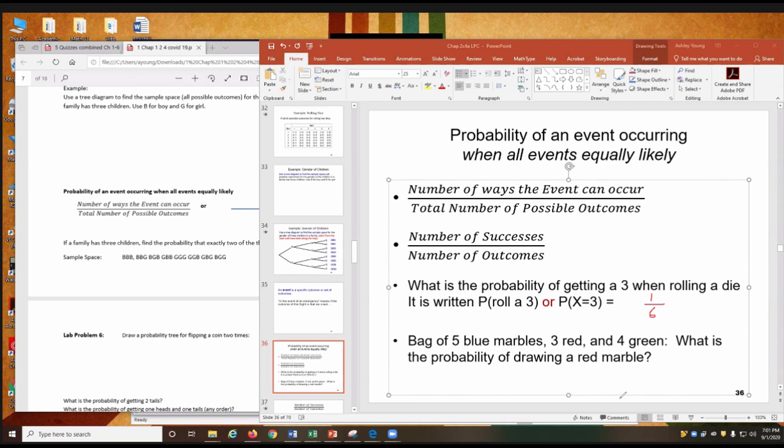So first of all, probabilities are going to be written with a big capital P and parentheses. Like here, it's probability of rolling a 3. The probability you're trying to find is what's inside. The probability itself is this big capital P. So whenever you see a big capital P and parentheses, that means probability. Here's probability of red.